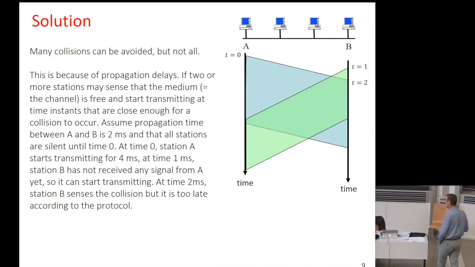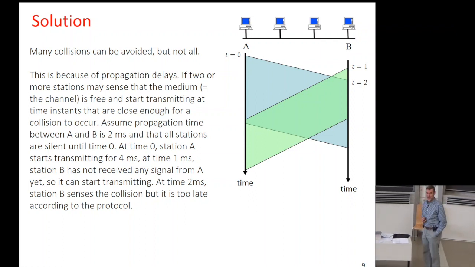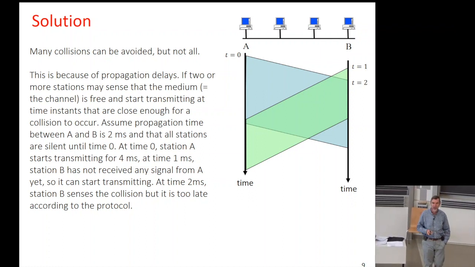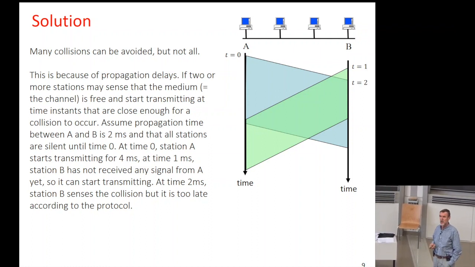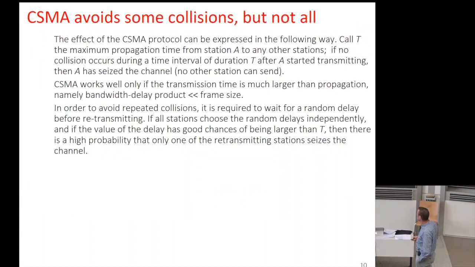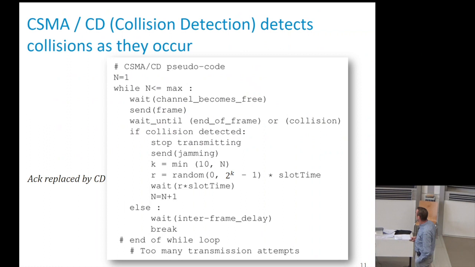So it is impossible, in fact, to completely avoid collisions with this system. Even if the bandwidth delay product is very small, the larger the bandwidth delay product, the worse it will be, because the larger the times will be where collisions are possible. But you can never avoid them entirely. So you still need to handle them, which is why we have these acknowledgements.